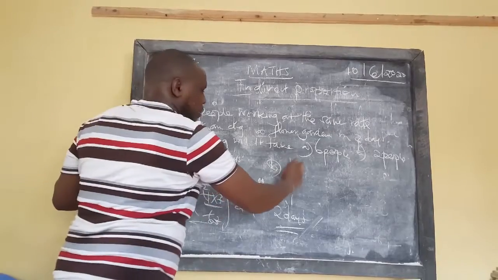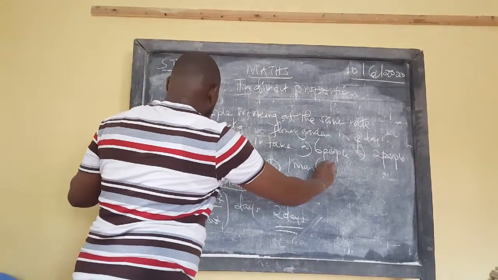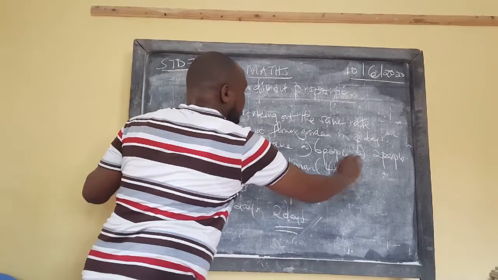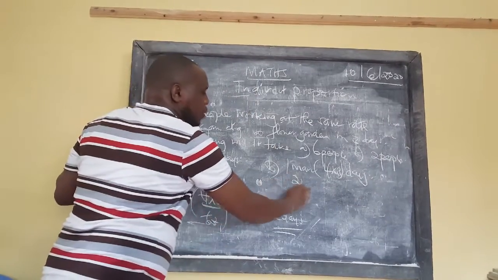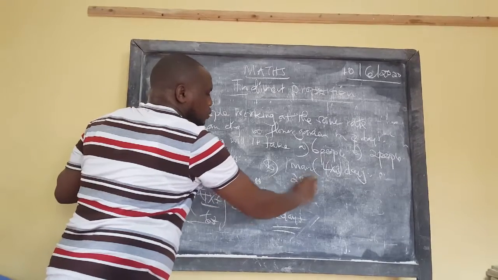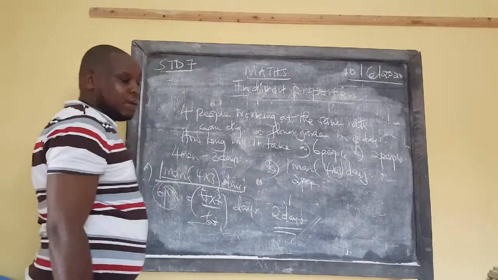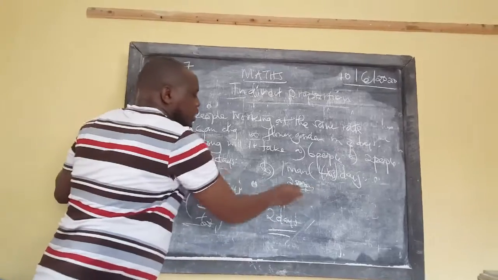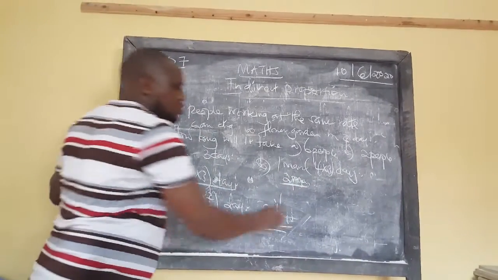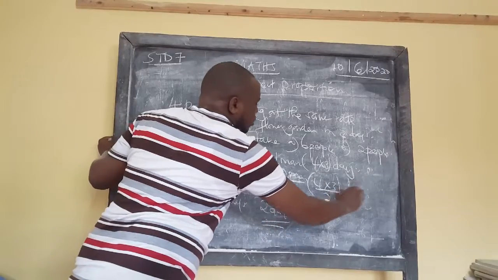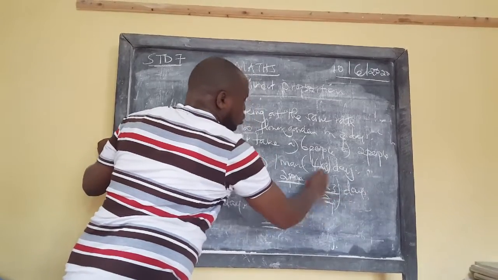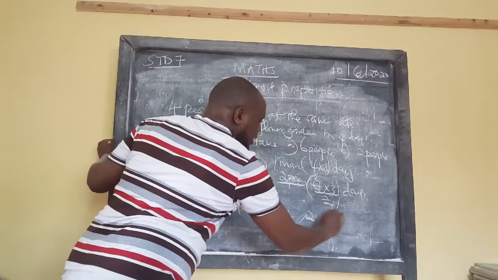That is A. B, using the same relationship here. Say, if 1 man does the work in 4 times 3 days, then what about 2 people? If they reduce to 2 people, definitely you expect the number of days to increase, because the number of people has reduced. So this will be 4 times 3 over 2, which is 12 over 2. So 2 men will take 6 days.